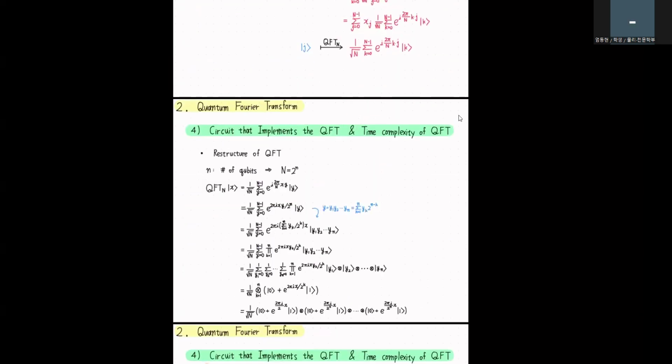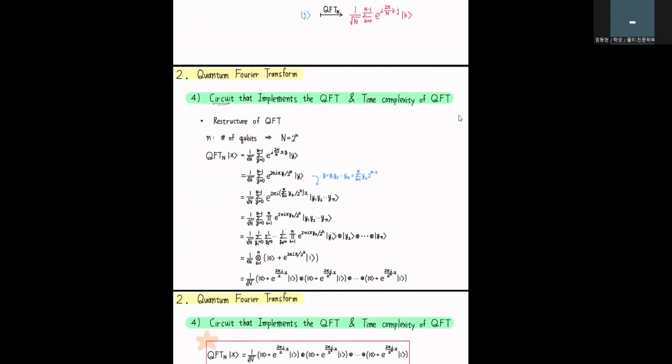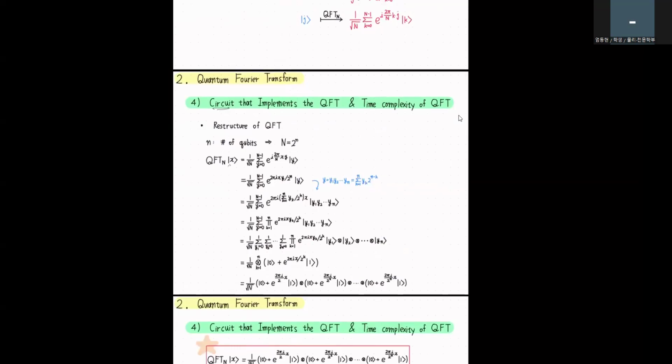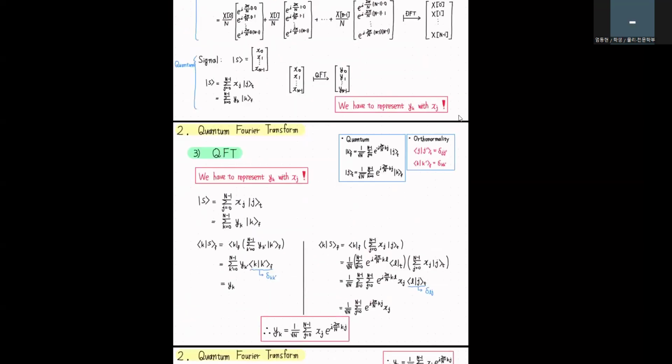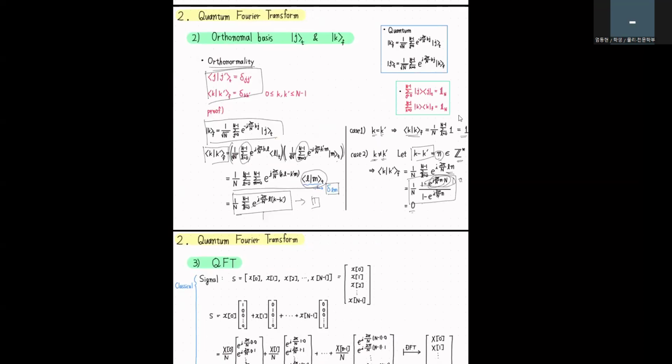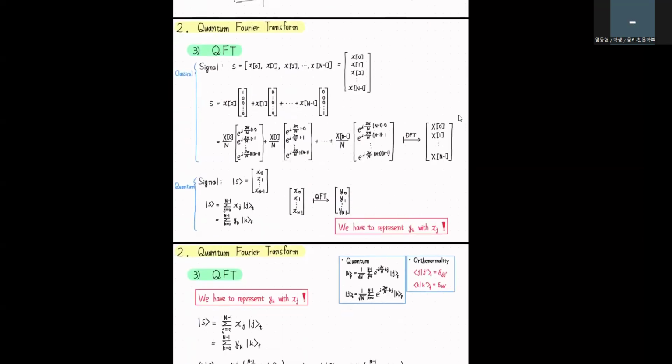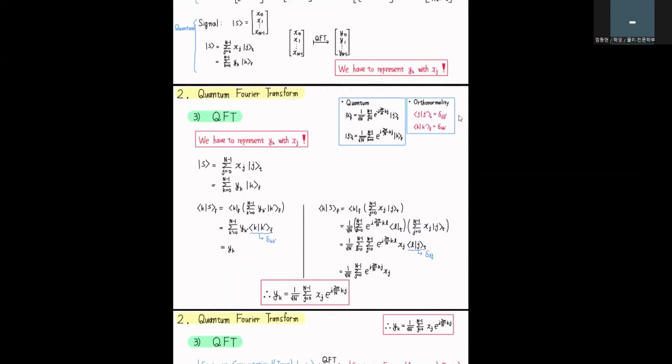So, in order to do this, we need to create a circuit that implements the QFT. So if you notice, let's say we have this state, general bit string state X, and then we try to perform the quantum Fourier transform over here. Then by definition, we of course get this final result, which is due to the following derivation.